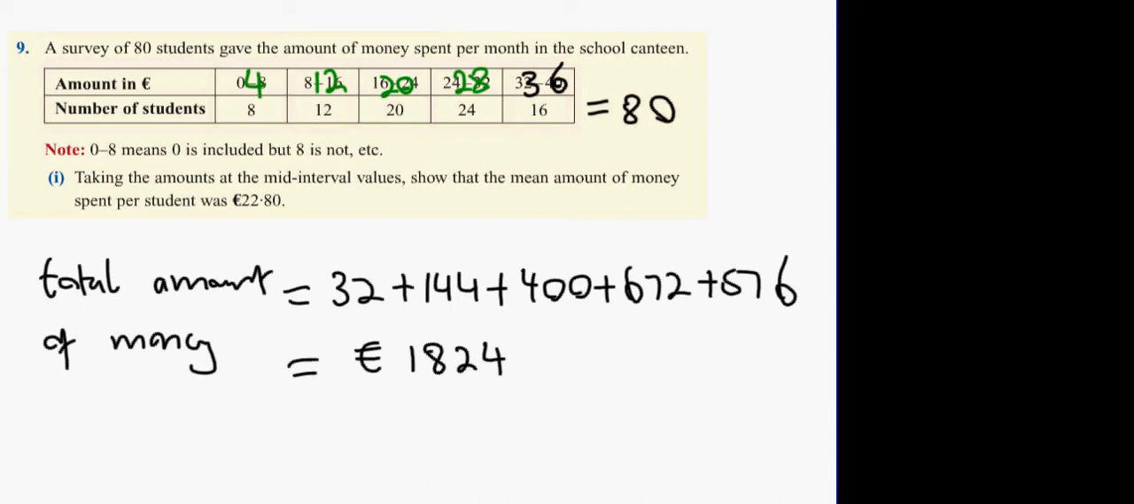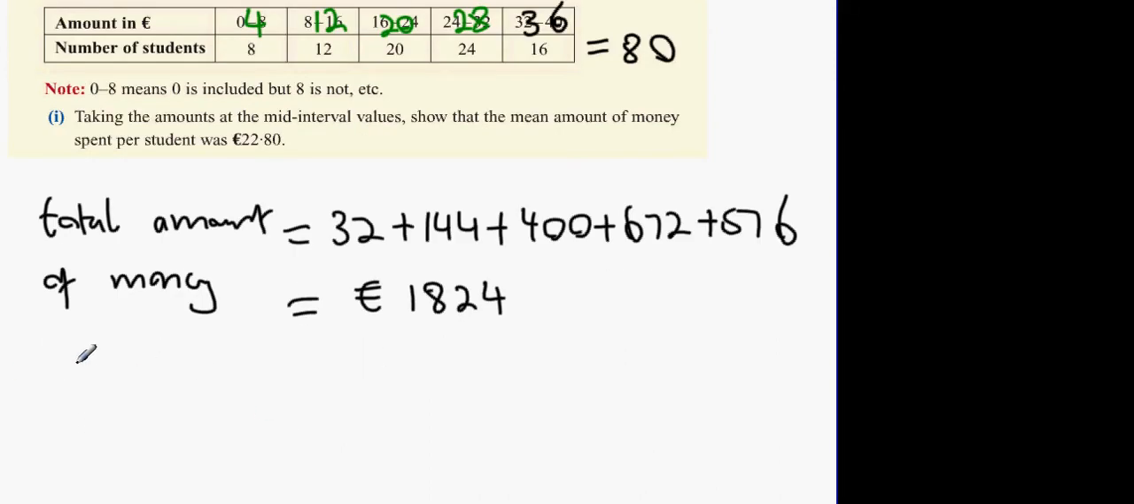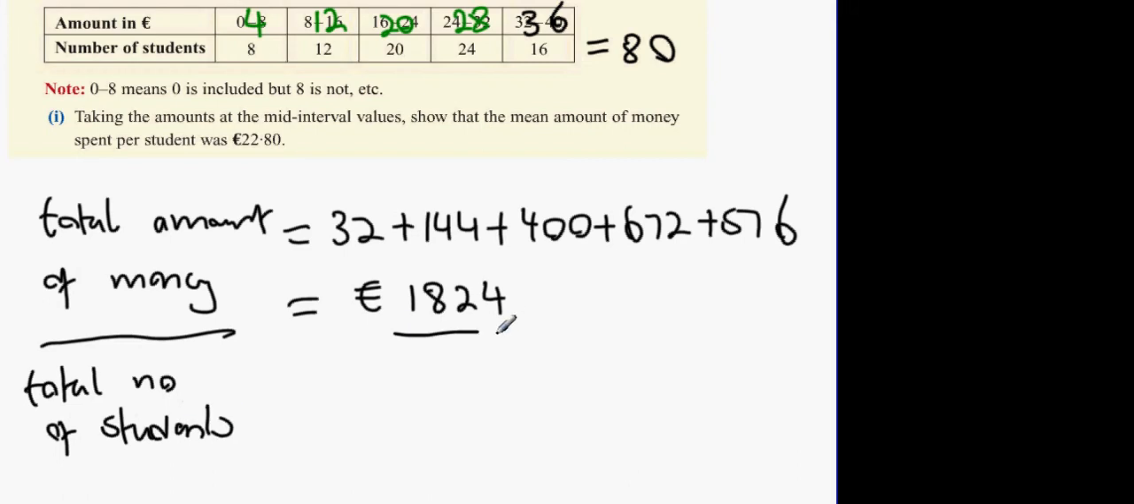Now, the average is the total amount of money divided by the total number of students. Okay, and what we get here is the total number of students is going to be 80, so divided by 80, and what do we get? 22.80. Okay, so now we know that this is the amount we have.